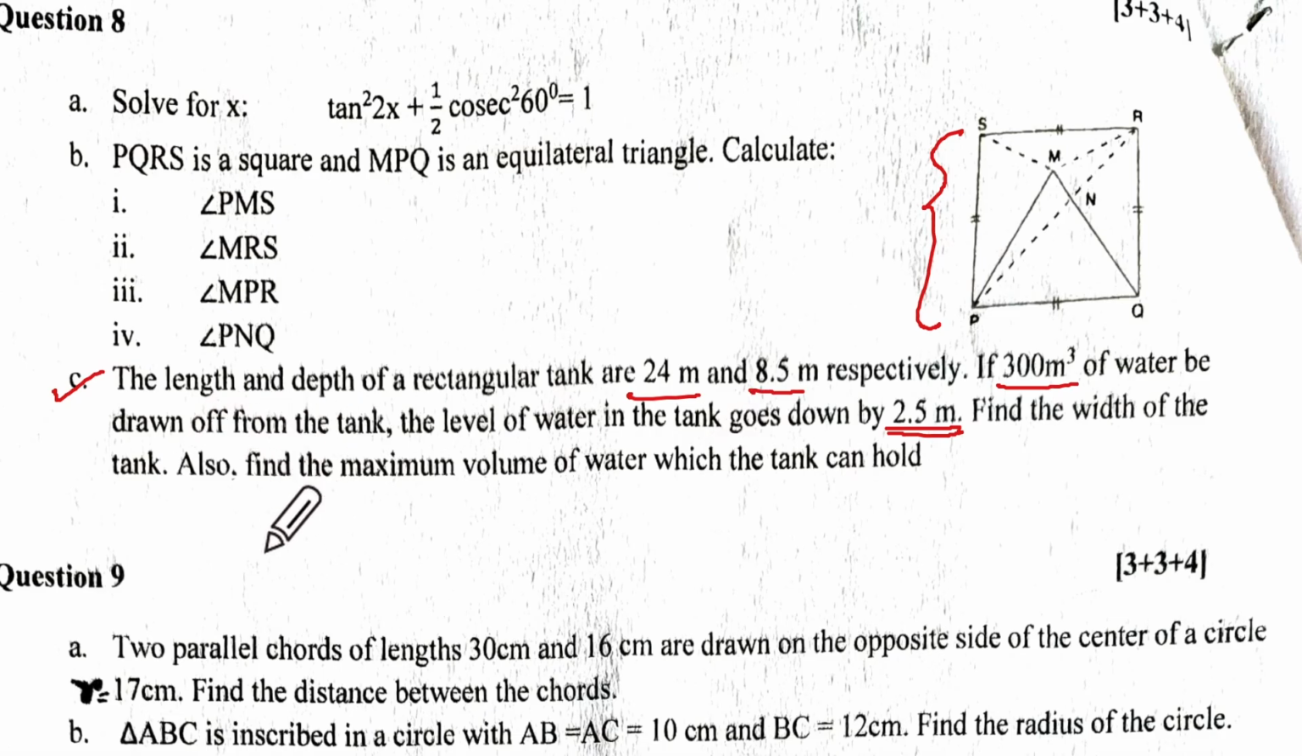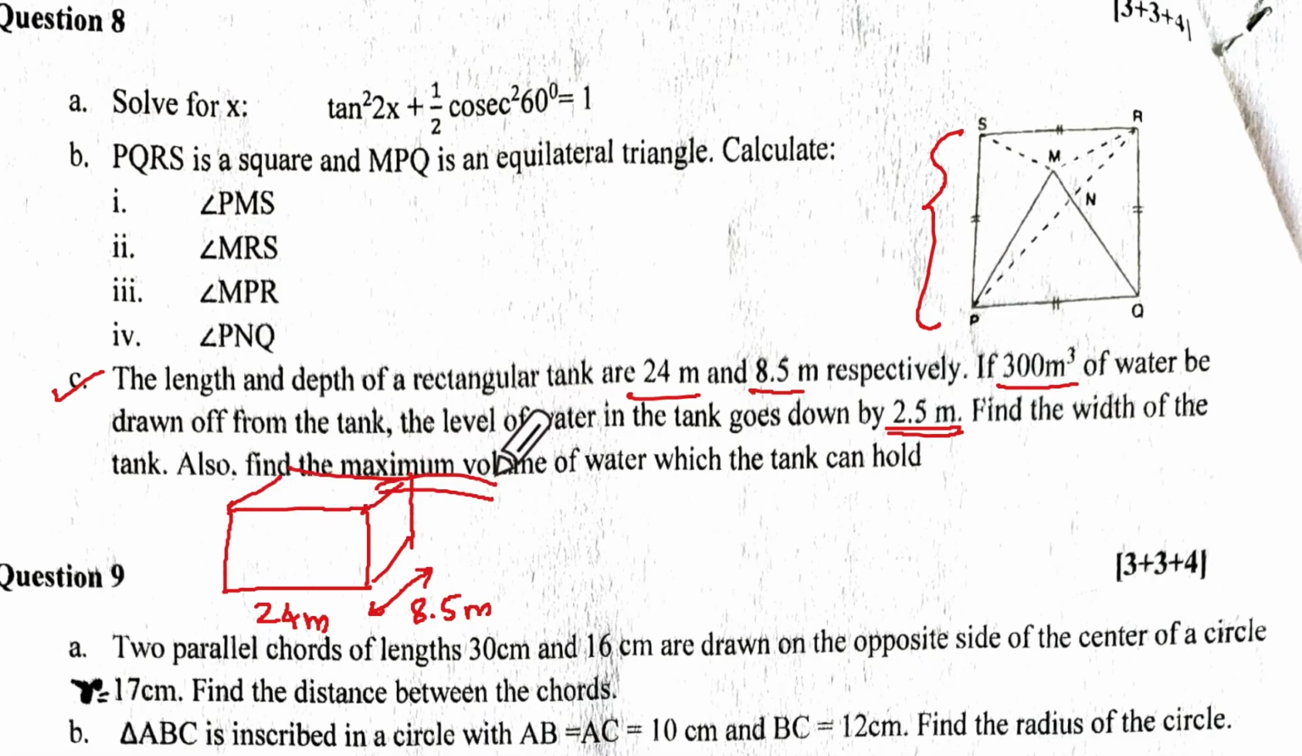Now listen, they are telling you there is a tank. Get a diagrammatic representation. Diagrammatic representation is important. Length is 24 meter. Breadth is how much? 8.5 meter. But it is filled, let us say filled to the brim. Now from here we are removing the water. How much water is removed? 300 meter cube is removed. So the level fell down like this. Understanding? How much did it fall down? 2.5 meter.